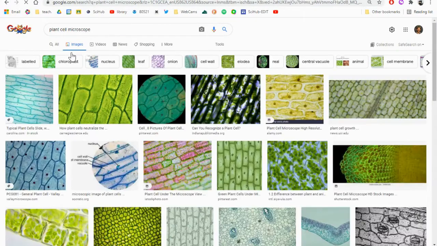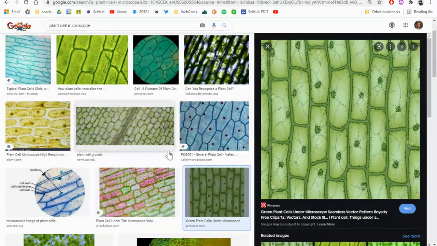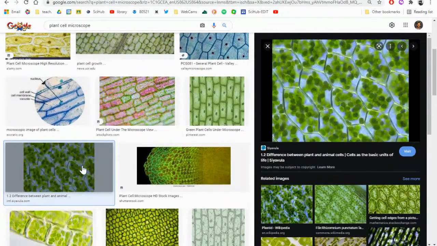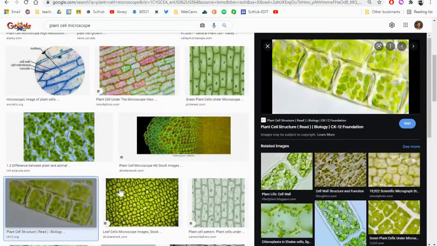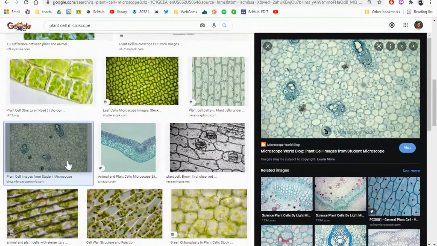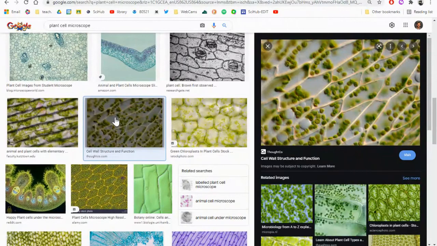Yeah, and I also noticed that plant cells tend to be either blue or green, and animal cells are usually pink, purple, or red. Okay, that's a really good observation, the color difference. Green in the plant cells is more common. In the animal cells, it's more common to see those red, pink, purple colors.